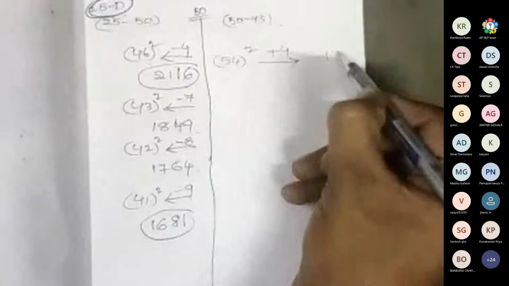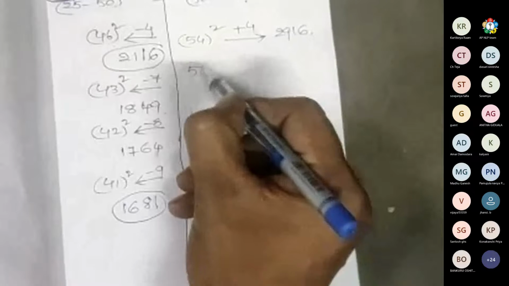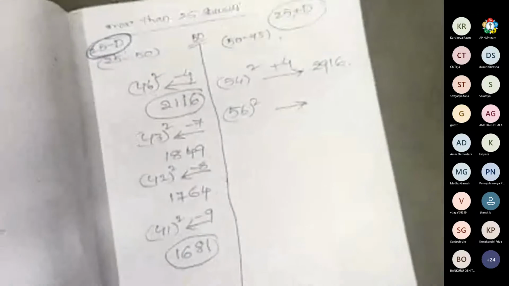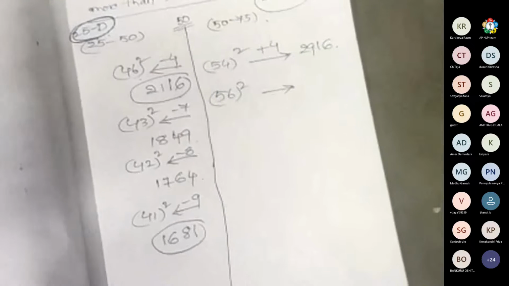for 50, how much more? 4 more. 4 square is how much? 16. Here we have to follow the technique 25 plus difference. 25 plus 4 is 29. 2916. For example, if you take 56 whole square, what do we have to do, sir?